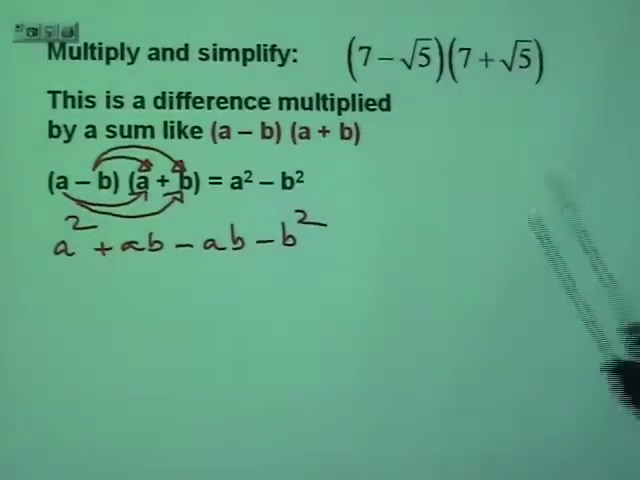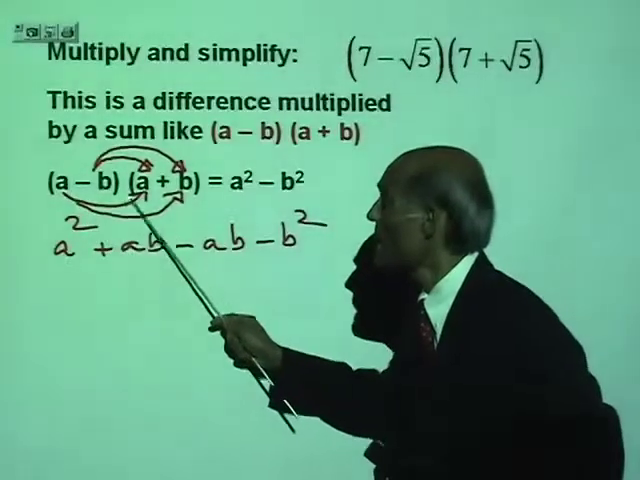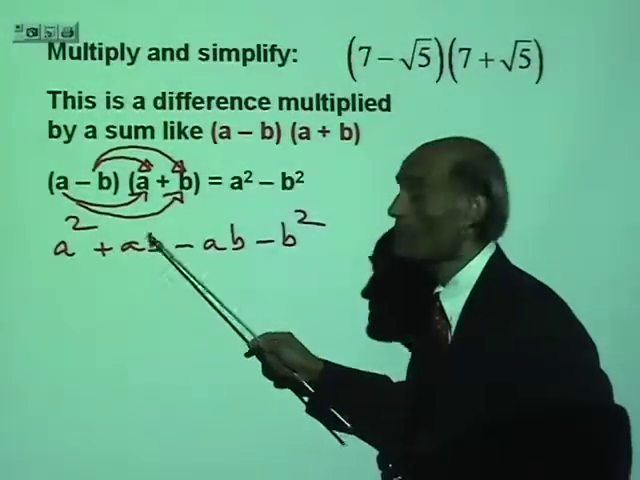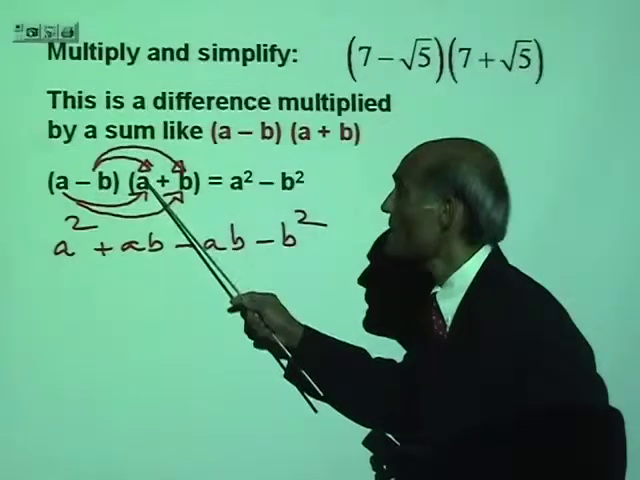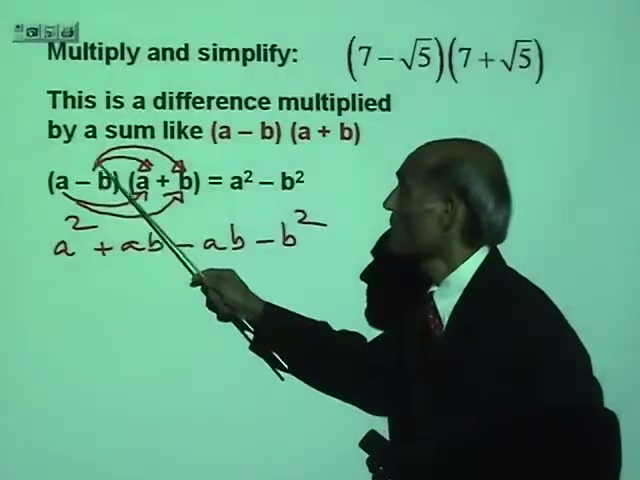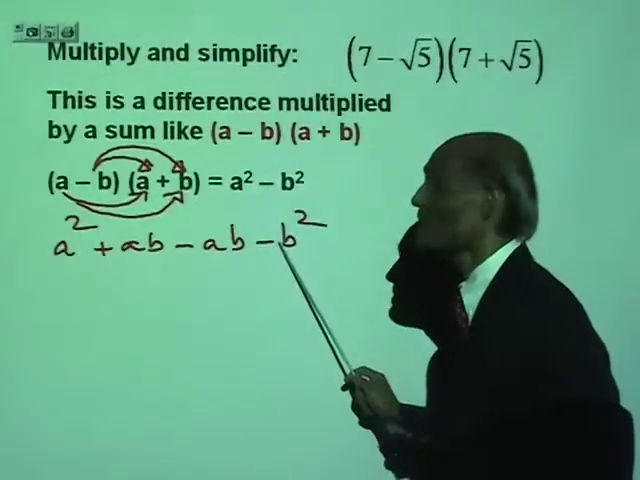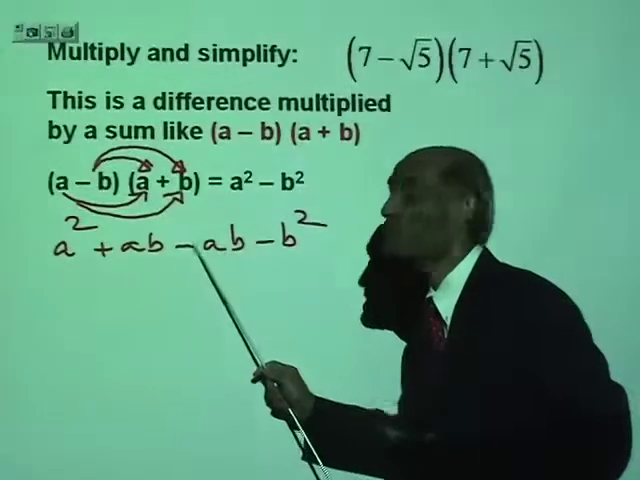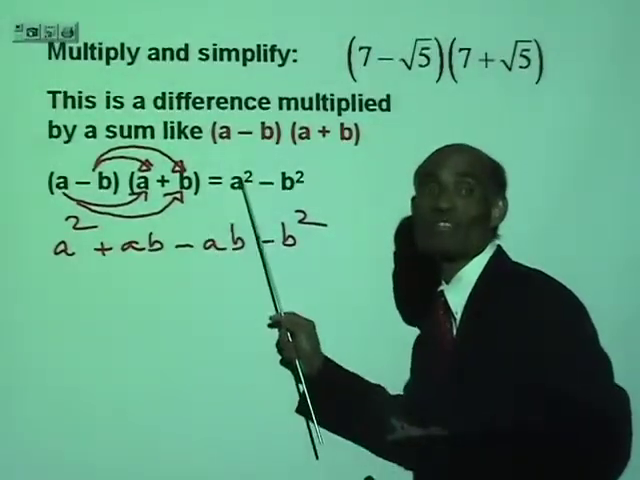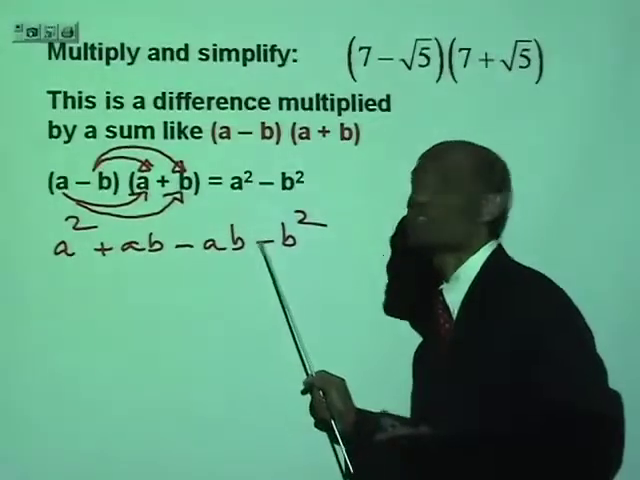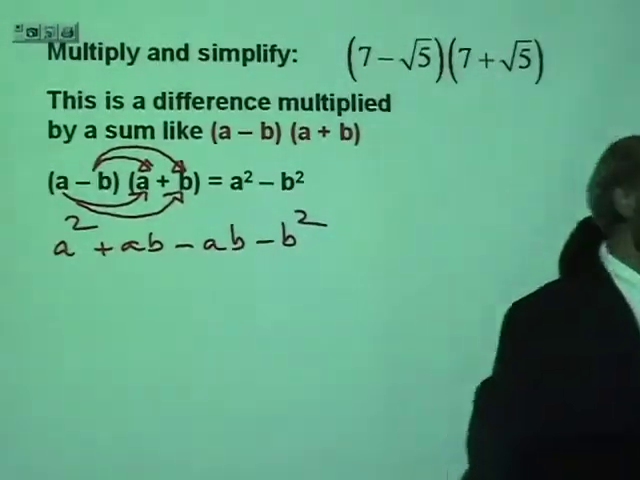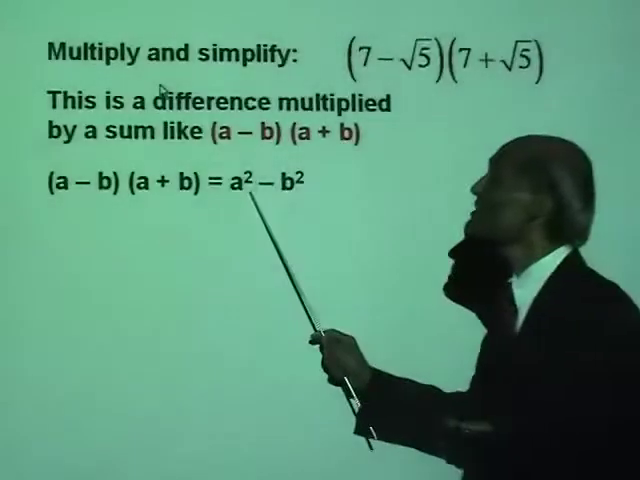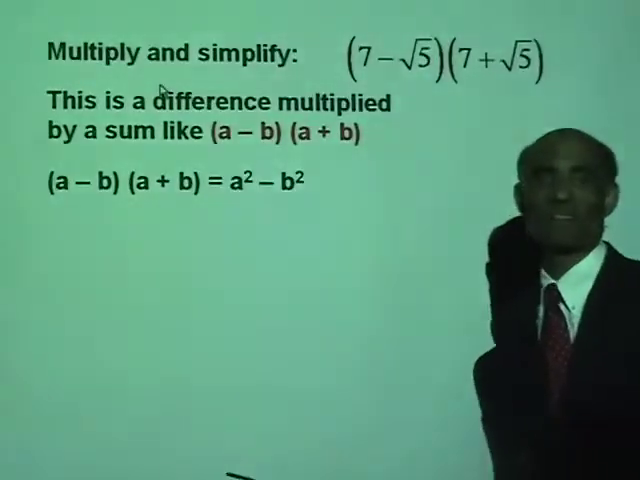Is that right? Once again, a times a is a squared. A times b is plus ab. Minus b times a is minus ab. Minus b times b is minus b squared. And you notice in the middle, plus ab minus ab will cancel, leaving us the answer a squared minus b squared. So a minus b times a plus b is a squared minus b squared.